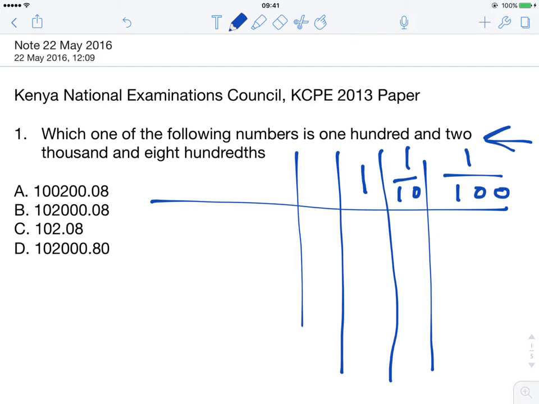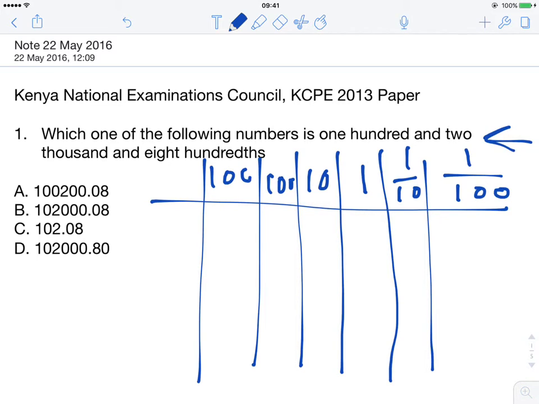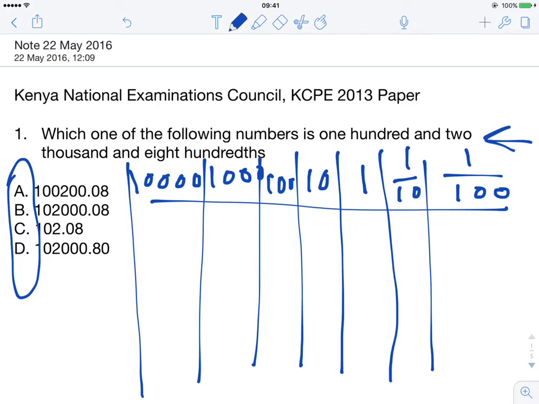Let the next one be the ones, the next one the tens, the next one the hundreds, the next one the thousands, and the next one after that will be the 10,000s. I don't think we need to go any further than that for this question. Since this is multiple choice, I'm going to look at each of the options and place them along here in order of how many hundredths, tenths, ones, tens, hundreds, thousands, and 10,000s they contain. So let me do the first one, A, as an example.